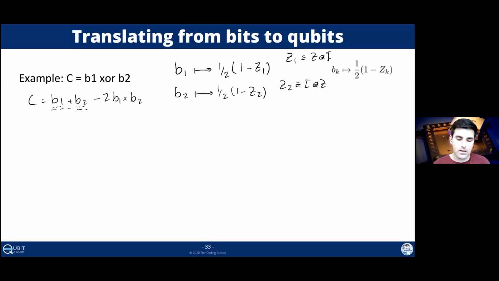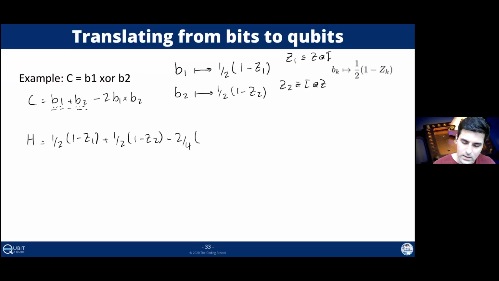Okay, so let's take this out for a spin. So the Hamiltonian is going to be equal to 1/2 (1 - Z1), right? So that's for the value of B1. Now plus, again, 1/2 (1 - Z2). That's replacing the bit value for B2. And now this is minus 2 times B1 times B2. So when I multiply these two, I get 2 divided by 4. The 2 comes from here, of course, and then I get 1 - Z1 - Z2 + Z1 Z2.